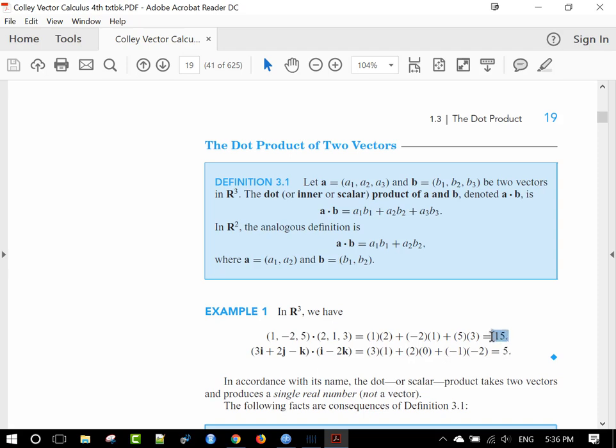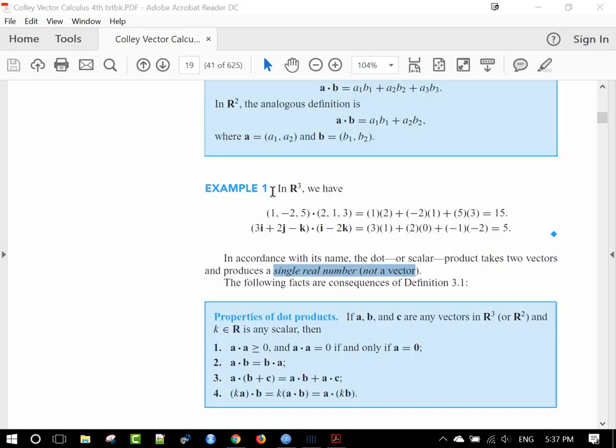So it's important to note that when you take two vectors and you combine them using the dot product, you don't get a vector back, you get a scalar. So that's why it's sometimes called the scalar product. Here they say it produces a single real number, not a vector. But the cross product will be different. That will give you a vector. When you take two vectors and you do their cross product, you're going to get a vector. But the dot product just gives you a number or a scalar. Okay, but we haven't gotten to the cross product yet.